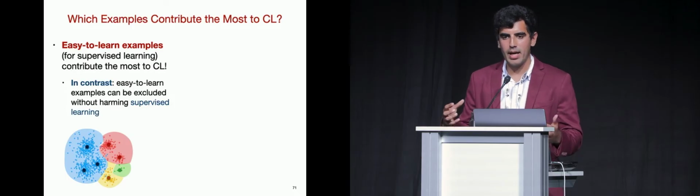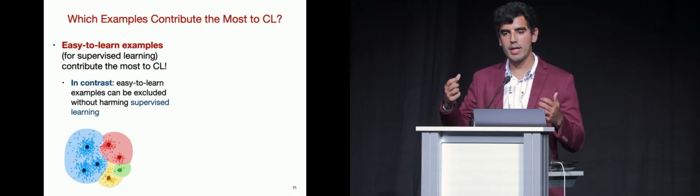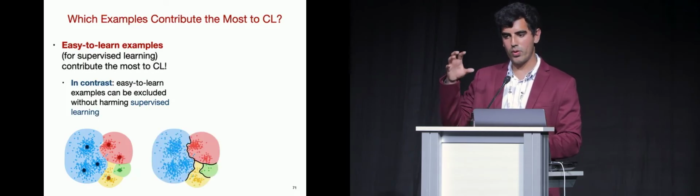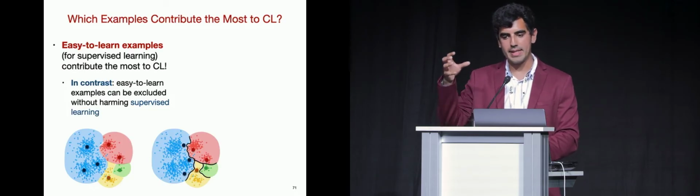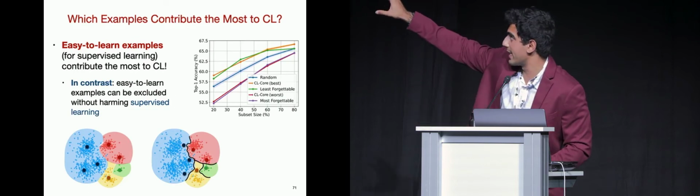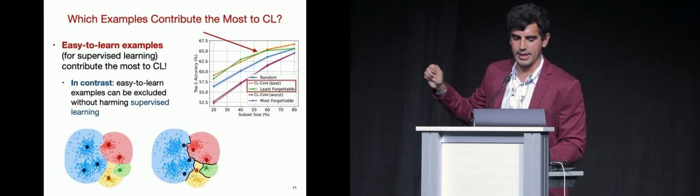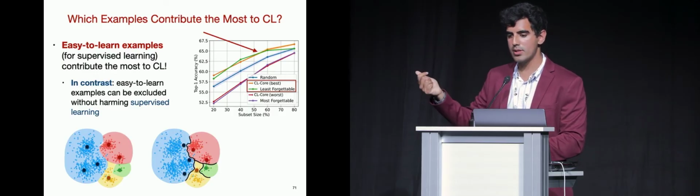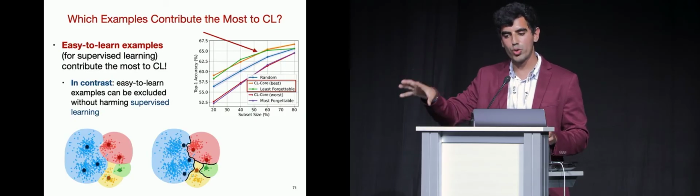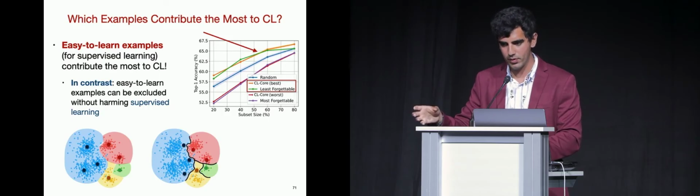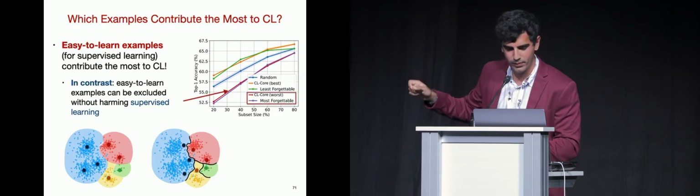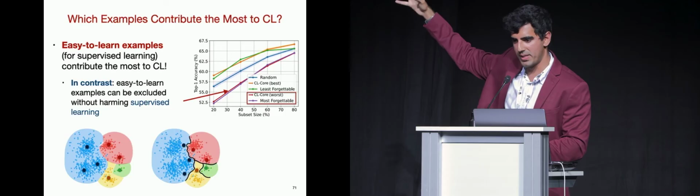To sum up, let's get a little bit more intuition about what kinds of examples we are choosing for contrastive learning. So the examples we pick are easy to learn, and these are the ones that contribute the most to contrastive learning. So we can think of them as these central examples in each subclass of the data. In contrast, the easy to learn examples, if you remember from the previous part of this tutorial, can usually be excluded without harming supervised learning, right? So usually for supervised learning, we like to pick these hard examples that are near the boundary. And here I have some plots confirming that this is indeed the case.